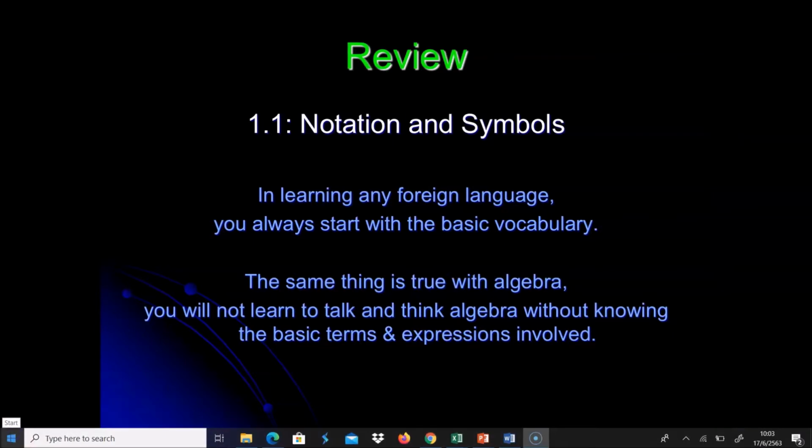Lesson 1.1: Notation and Symbols. In learning any foreign language, you always start with a basic vocabulary. The same thing is true with algebra. You will not learn to talk and think algebra without knowing the basic terms and expressions involved.